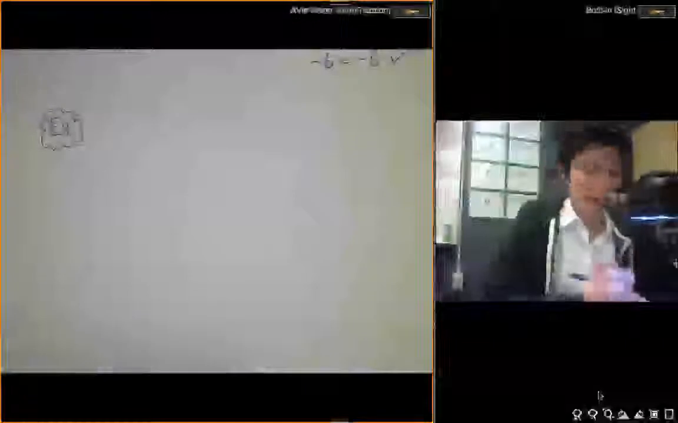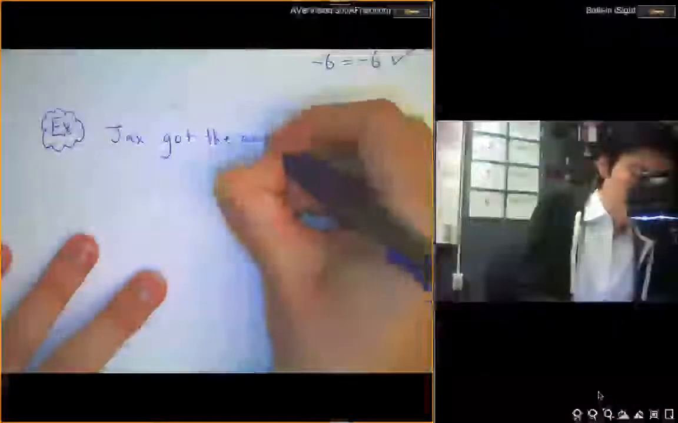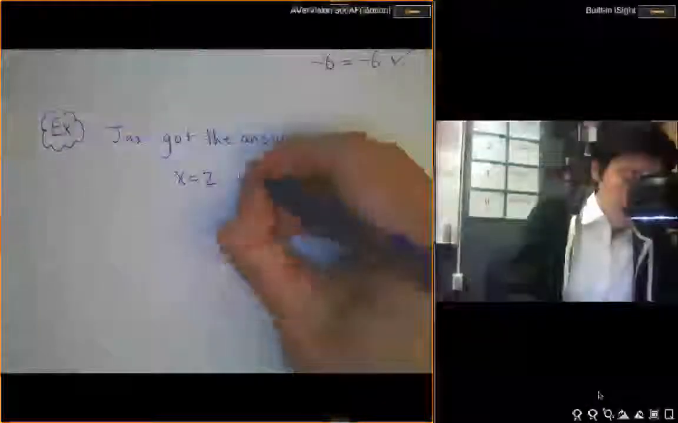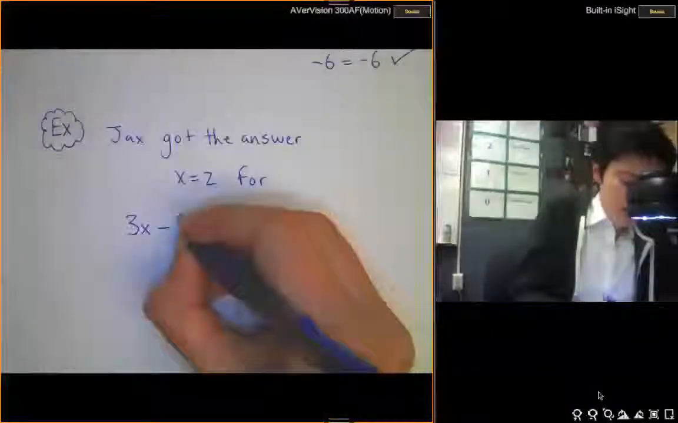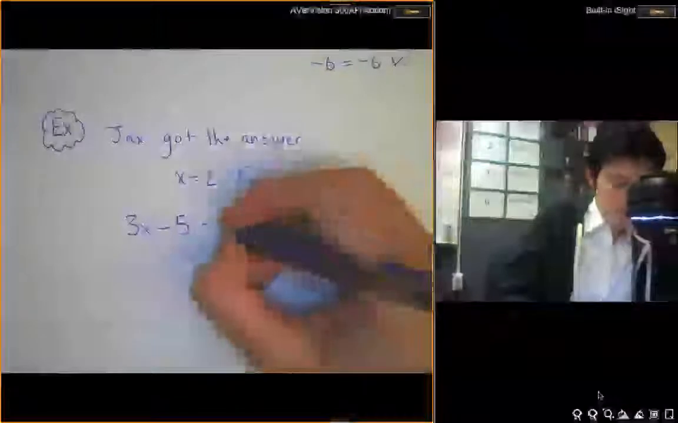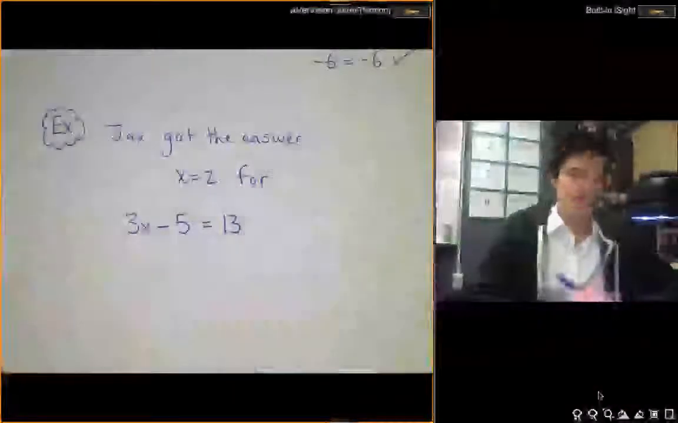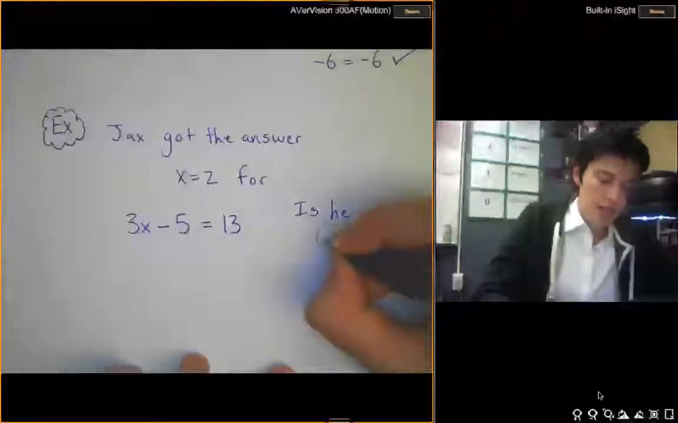And it's more of a story problem. So here's the story. Jax got the answer, x equals 2, for 3x minus 5 equals, we'll say, 13. Is he correct?